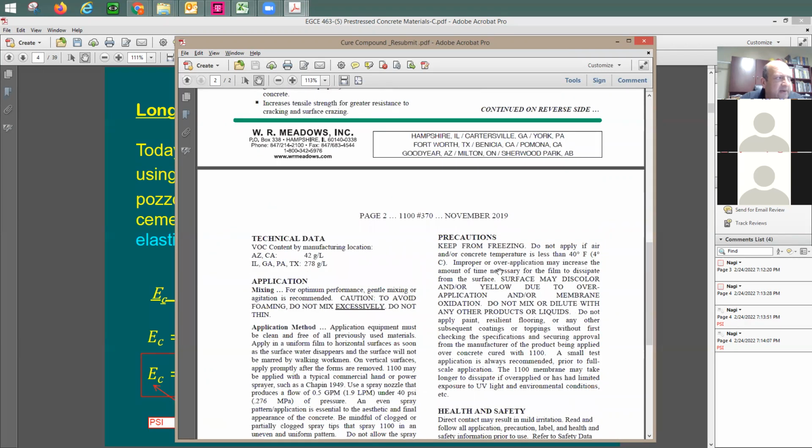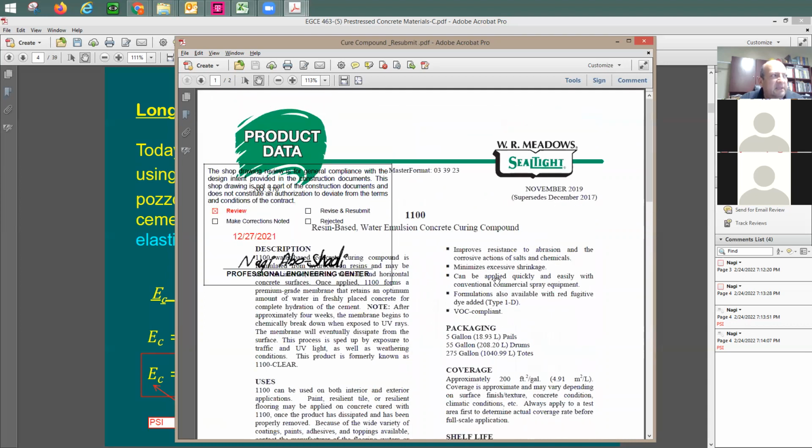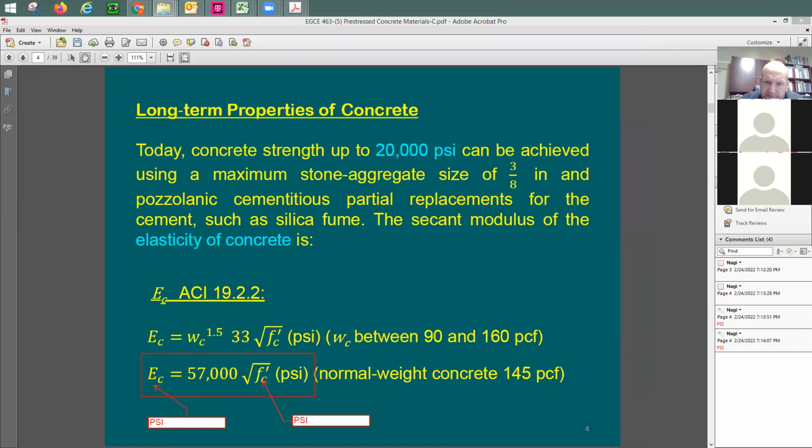There's no colorize in there, and it has an ICC research evaluation report number, so I should be able to use it. Another thing that I also back check or review as the engineer of record.